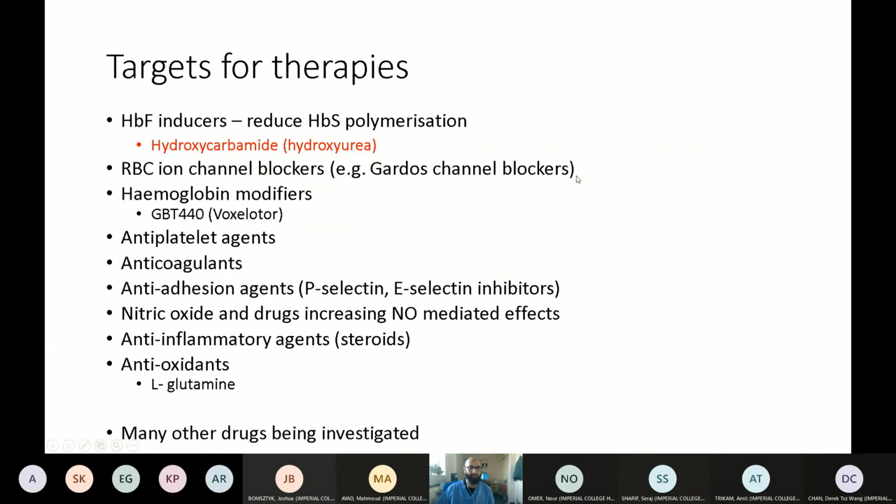We've seen how the potassium channels can get disrupted in sickle cells. So another target of therapy has been looking at Gardos channel blockers to stop the potassium leaking out of the cells and to stop the cells getting dehydrated.